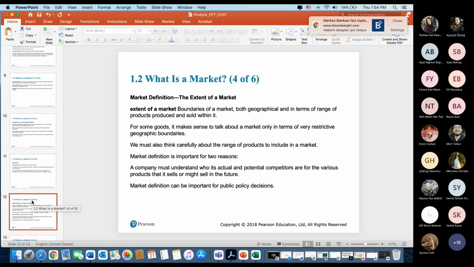in the market. Therefore, market definition is important for two reasons. The first one is a company must understand who its actual and potential competitors are for the various products that it sells or might sell in the future. This is the first question. And the second is that market definition can be important for public policy decisions.